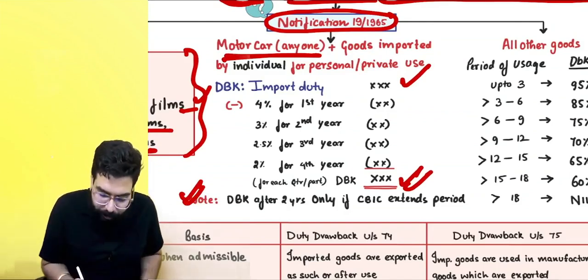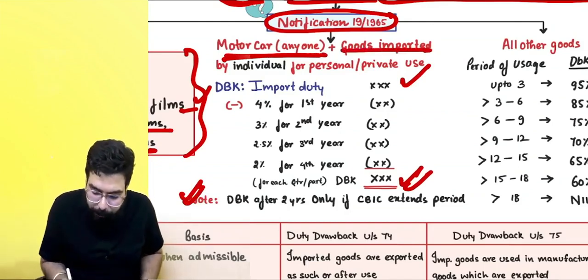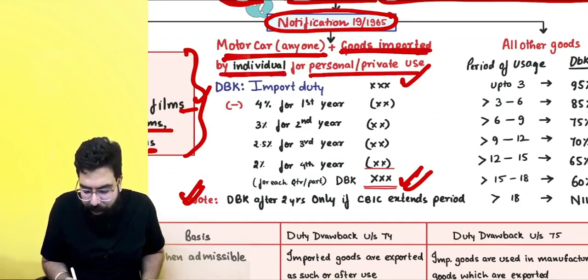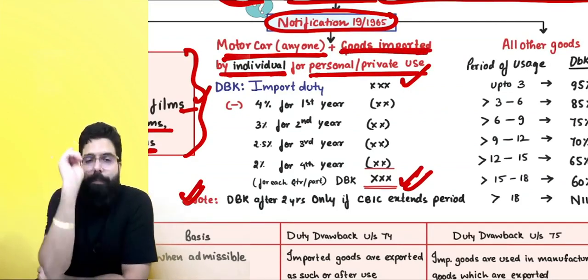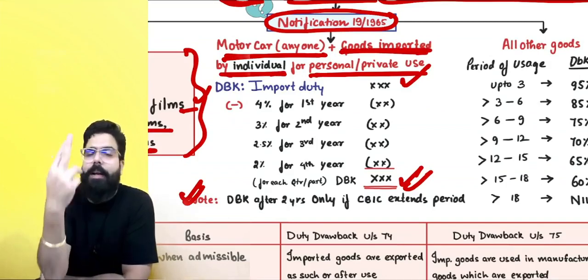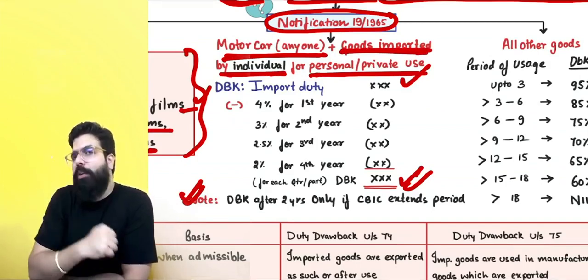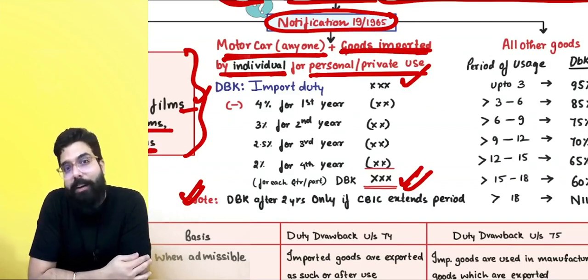Sir, if a motor car or goods are imported by an individual for personal use, then always remember, first year per quarter or part thereof, 4%, second year 3%, third year 2.5%, and fourth year 2% per quarter or part thereof.